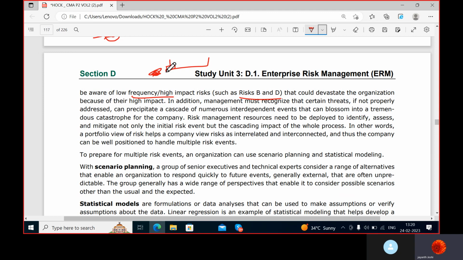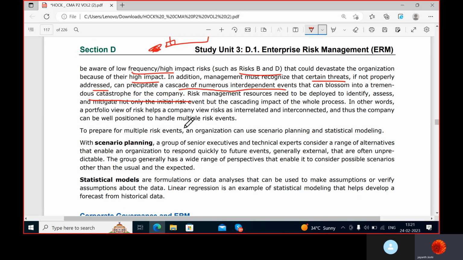So we cannot ignore something we call very small, because if not resolved it can have a very dangerous impact on the entire organization. In addition, management must recognize that certain threats, if not properly addressed, can precipitate a cascade of numerous interdependent events that can blossom into tremendous catastrophe for the company. Wow, nice words they have used here.